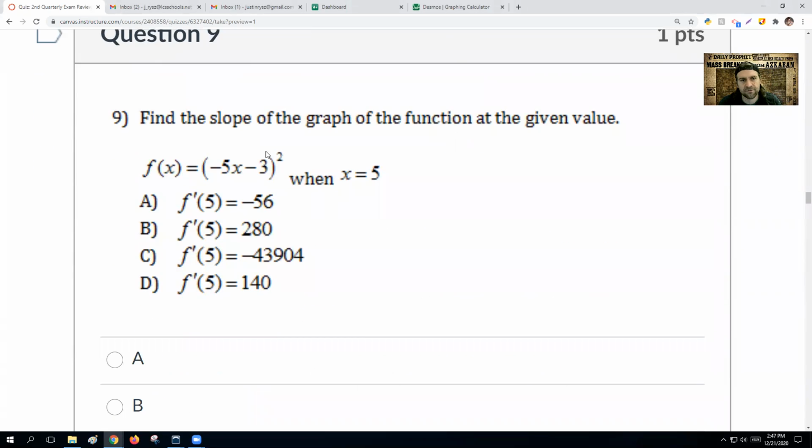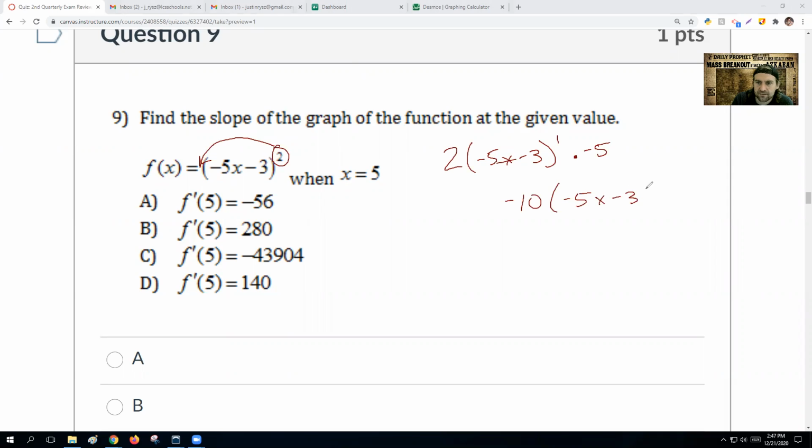All right, find the slope of the graph. So we have to take the derivative of this. Now this is a chain rule problem because we have a function inside of another. So something squared would be 2 of that something to the first power. And then we multiply by the derivative of the inside, which is -5. So really this becomes -10 times -5x minus 3.